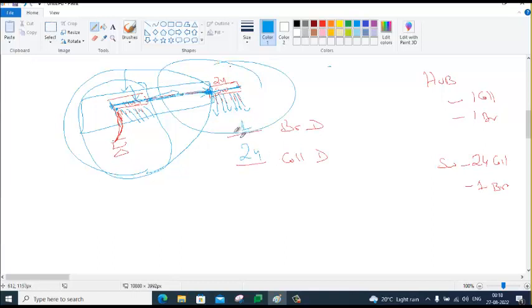Whenever you connect, they share the collision domain. Even if I have a switch with another switch connected, and this is a 24 port, this is a 24 port, how many collision domains do we have? 24 plus 24, 48, minus one, 47. Because these two interfaces share one common collision domain. Yes, it's 47.